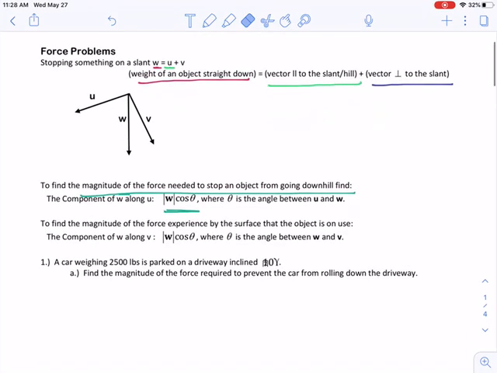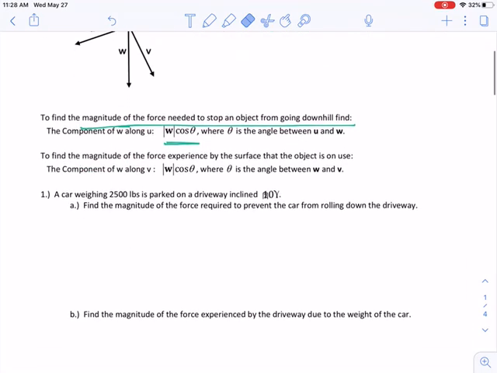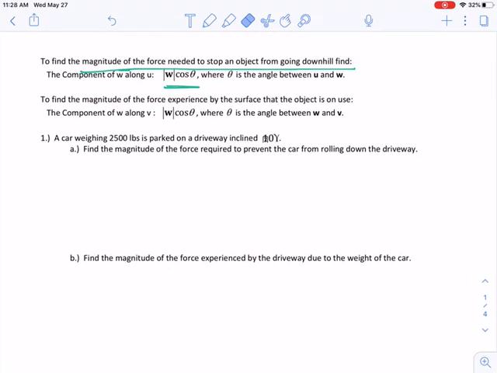So if I take a look at my question number 1 here, it says a car weighs 2,500 pounds and it's parked on a driveway inclined 10 degrees. Now, I don't know why, but for some reason, when we printed this out, it's got this weird little Y symbol. That's our degree symbol. So anytime you see that in these notes, it's your degree symbol. We want to find the magnitude of force required to prevent the car from rolling down the driveway.